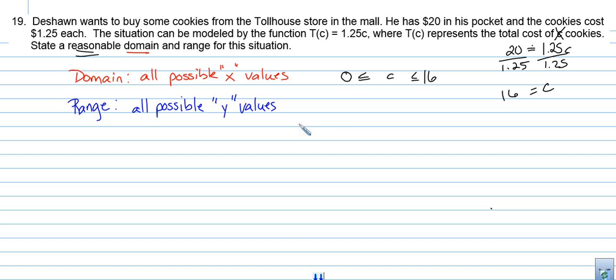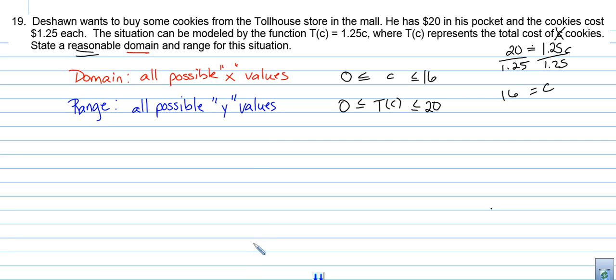So now all the possible y values. Well, the y is talking about the total cost of the cookies. So what's the lowest total cost of the cookies? Well, if he bought 0 cookies, he could have $0 spent for the cookies. Okay? And then what's the most that his cookies could have cost? Well, that's limited by our parameters, $20. Okay?